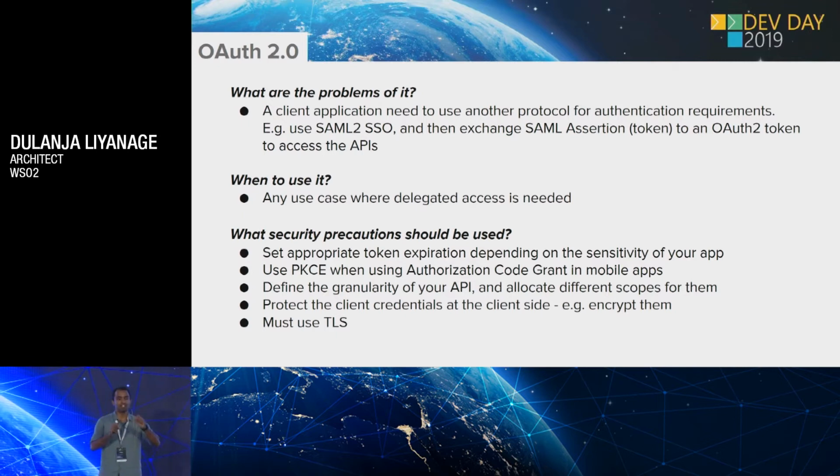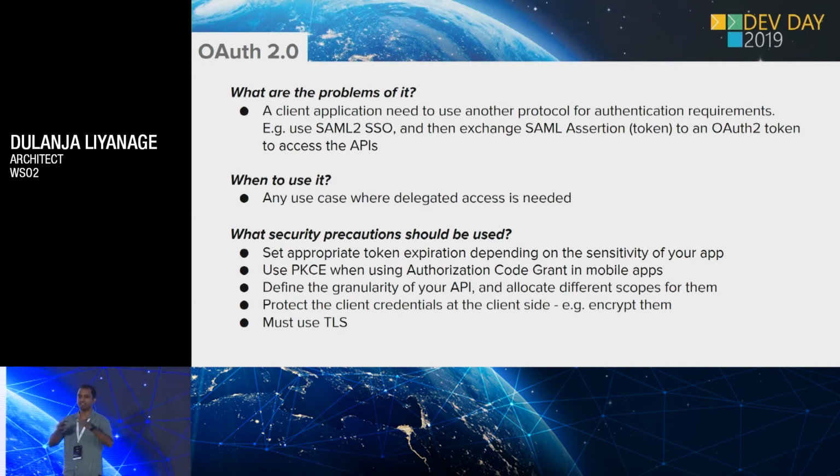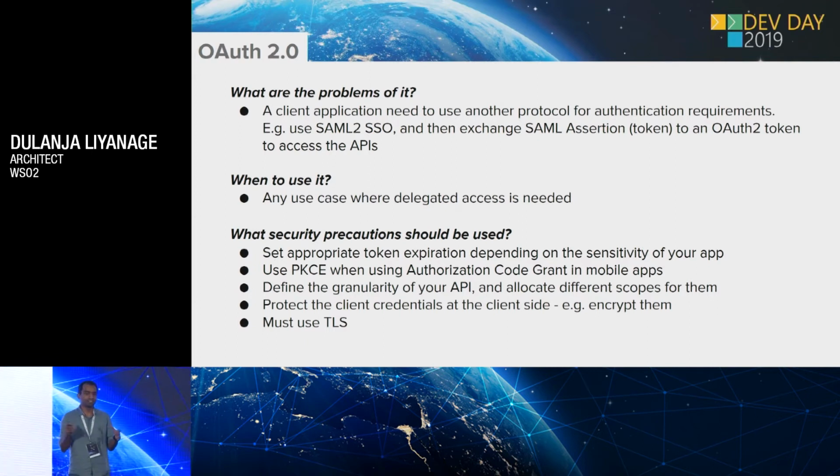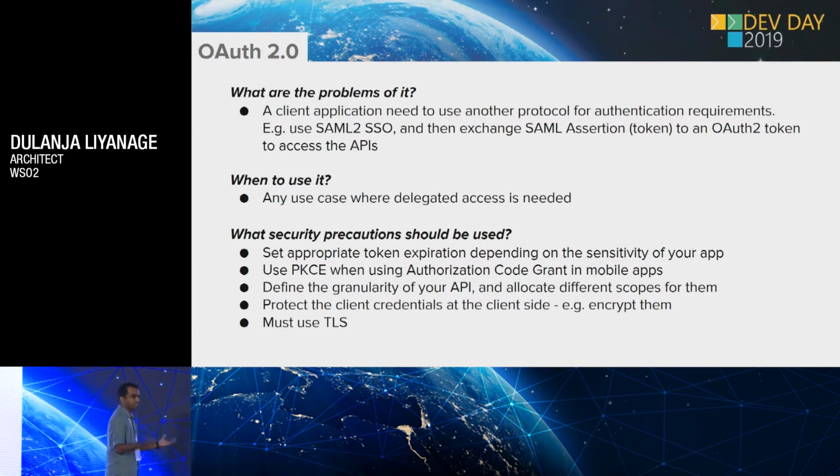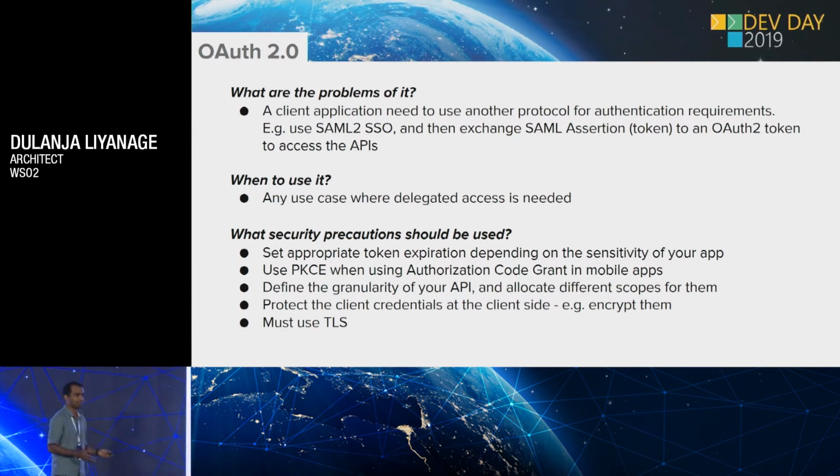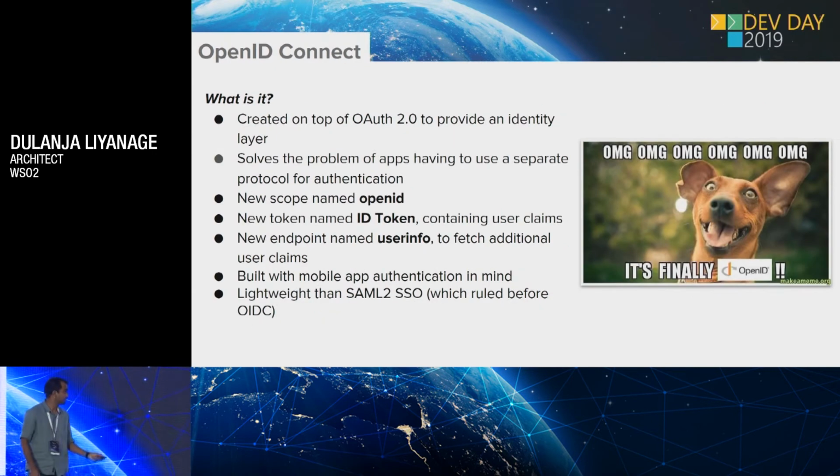You can't have one rule that applies to everything, right? Then if you do that, it will fail the whole system. Also use PKCE and define the granularity of your API carefully, and assign scopes for those granularities, those fine-grained levels of access. Protect the client credentials at the client side, use encryption, and again, use TLS.